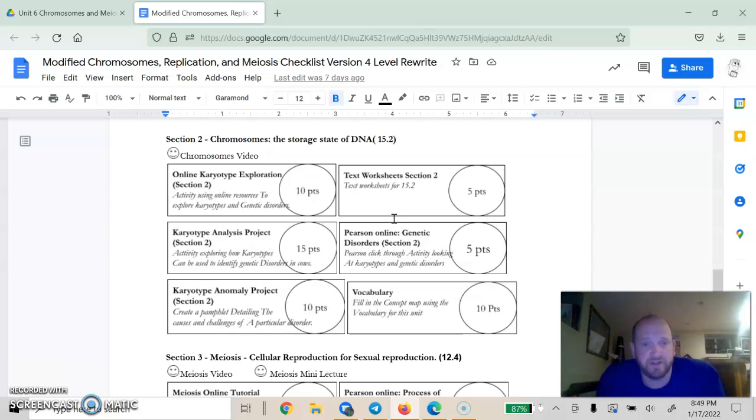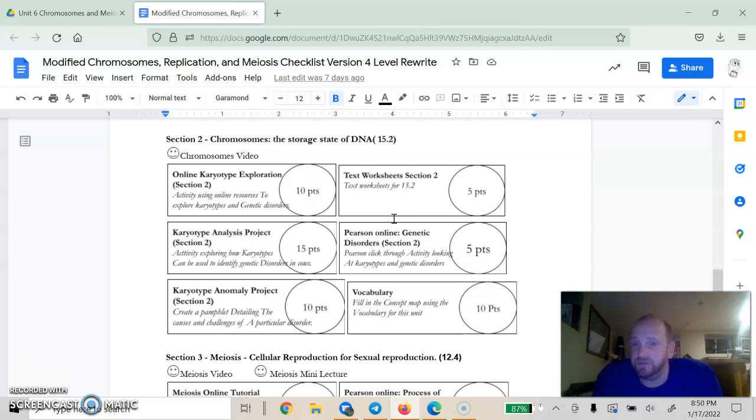There is an analysis project for karyotypes. That one's pretty cool. It's actually some fake karyotypes from a cow, and they all have different anomalies that you need to identify, and you would cut them out and lay them out together. If you're into doing a physical activity, that's a pretty good one. There's an online activity about the same genetic disorders.